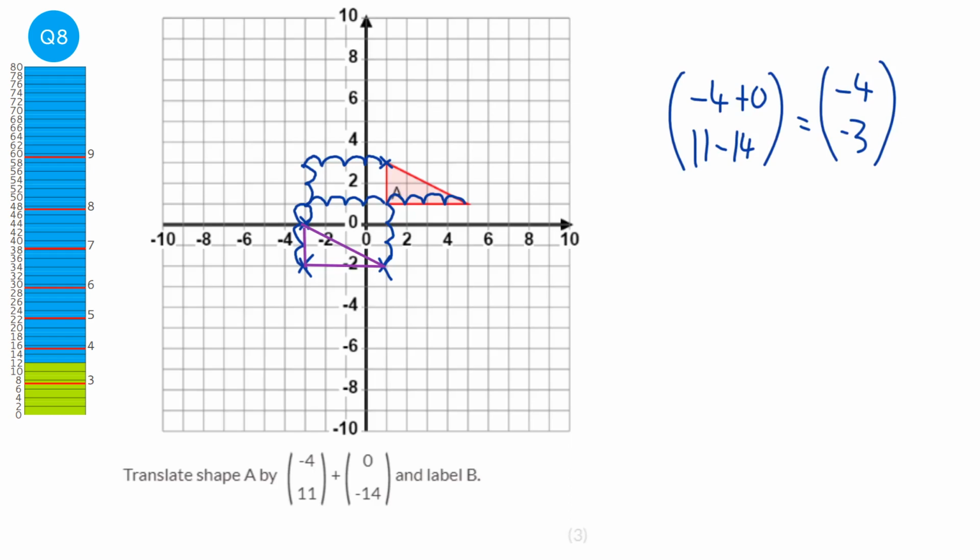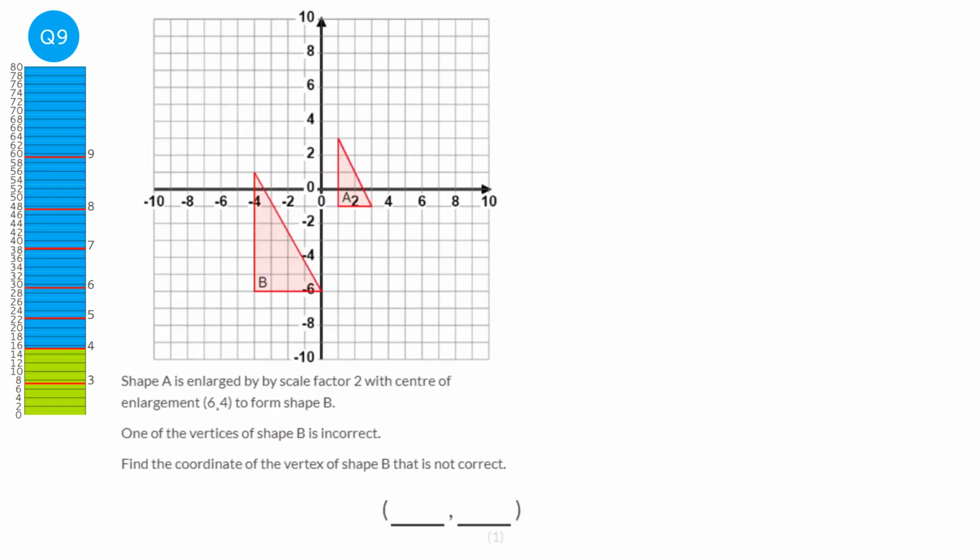And label the new shape B. So in this question we are told that the centre of enlargement is at 6, 4. So let's just put a cross there. And what I'm going to do is just draw ray lines from the centre of enlargement, and we're just going to go through each of the corners of our shape A.